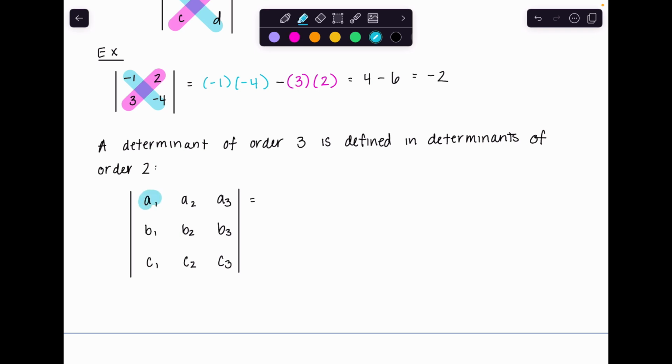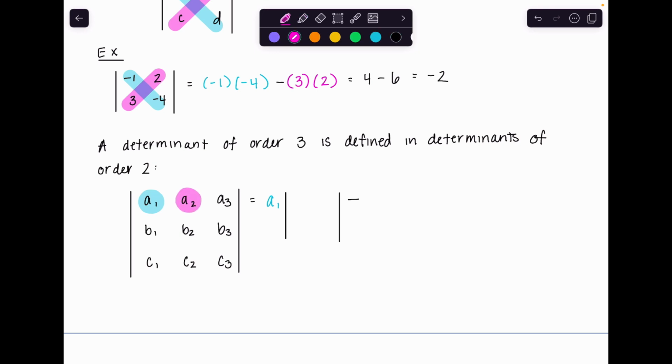What we're going to do is take this first element, and that's going to get popped out. And it's going to leave me with finding the determinant of a 2 by 2 matrix. We'll talk about that in a second. Now it's going to alternate signs. So the first one is positive. The next one is going to be negative. And I'm expanding along the first row.